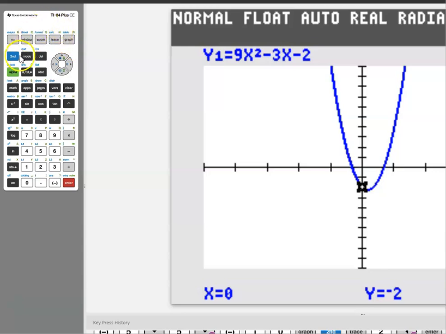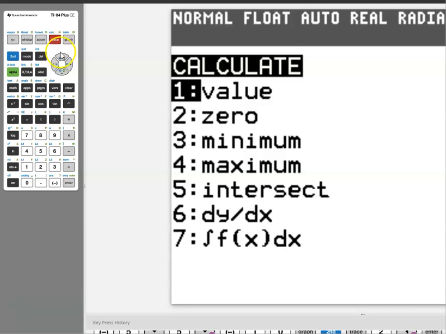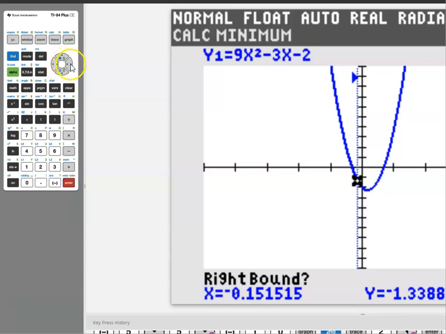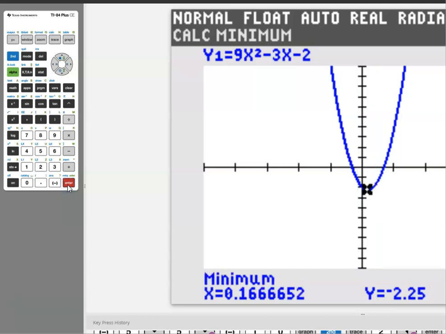Lastly, we're going to do the vertex. Second calc. It's a minimum. I have to recognize that first. Come down to minimum, hit enter. Put your cursor to the left of the minimum. That's to the left. Put it to the right of the minimum. Hit enter twice, and that is your minimum. You can round that appropriately.